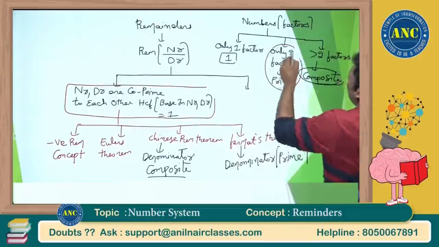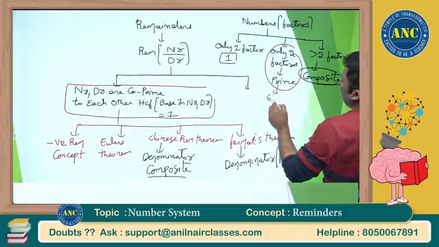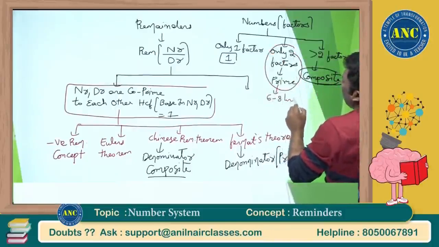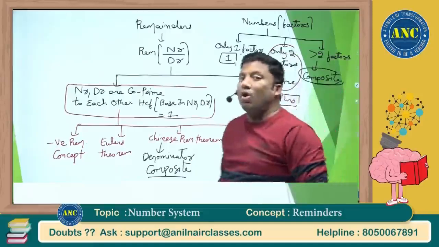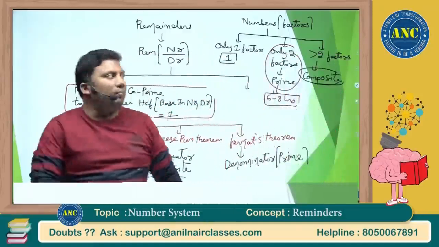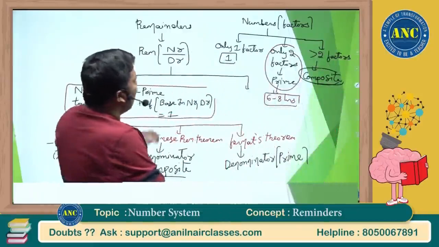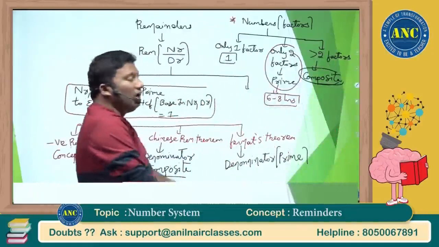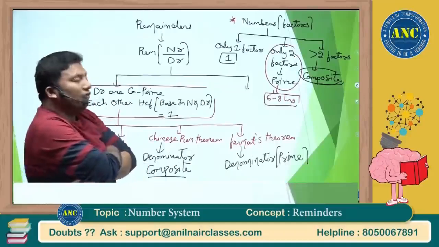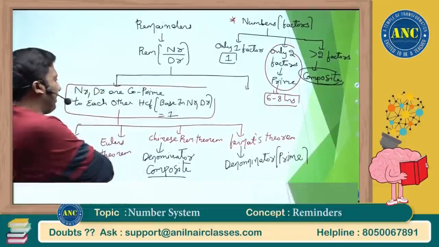Only on prime numbers, in my paid batch I will discuss a 6 to 8 hour class so that a student will understand all the 15 to 18 models of questions that can come in prime numbers. This is the classification of numbers based upon factors: only one factor, only two factors, and greater than two factors.